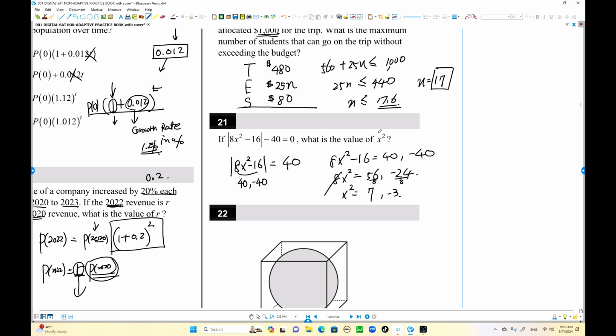But what you found over here is x squared, not x. But x squared cannot be a negative number. It must be positive, right? So this one is not working. So 7 is the answer, okay?